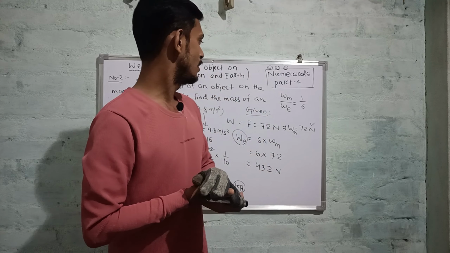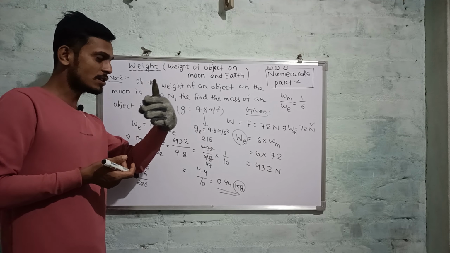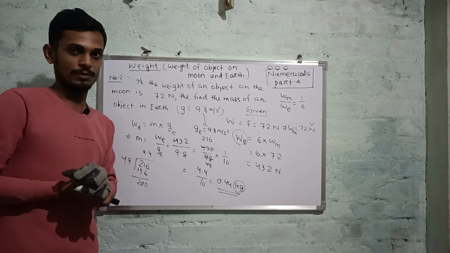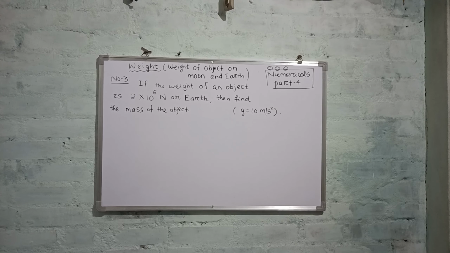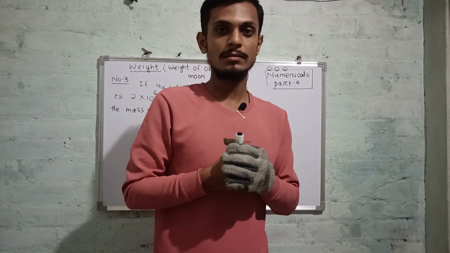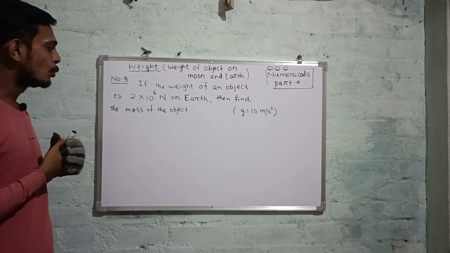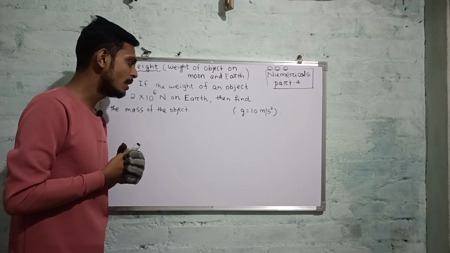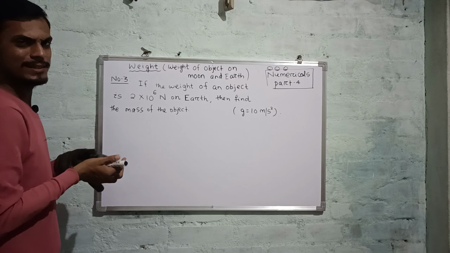Then move to the next question, question number 3, a high level question. If the weight of an object is 2 into 10 to the power 6 Newton on Earth, then find the mass of the object. A very simple question.